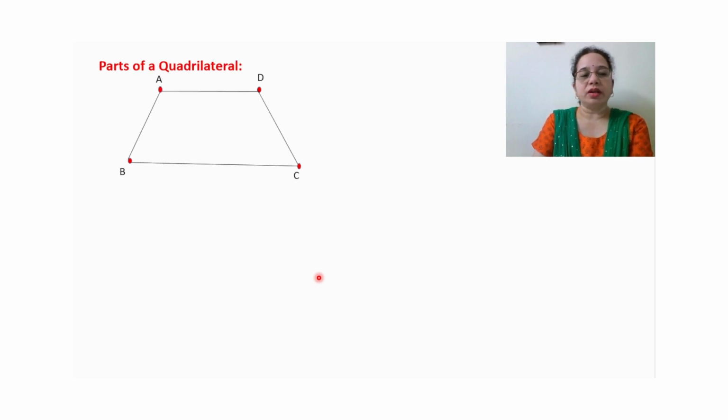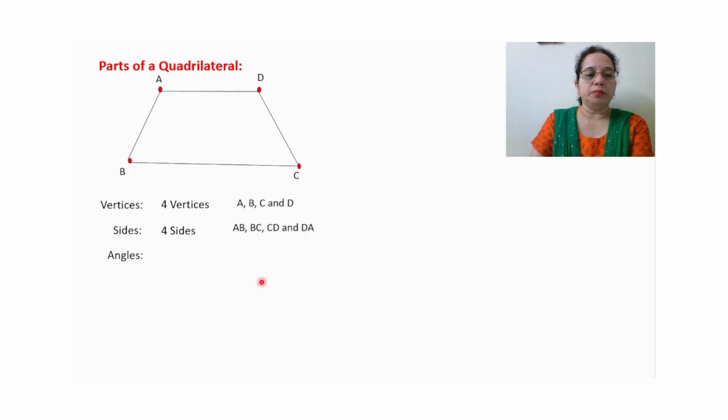Parts of a quadrilateral. Vertices: this A, B, C and D. These are the four vertices. Sides: AB, BC, CD and DA. These are the four sides of a quadrilateral. Angles: angle A, angle B, angle C and angle D. These four are the angles.